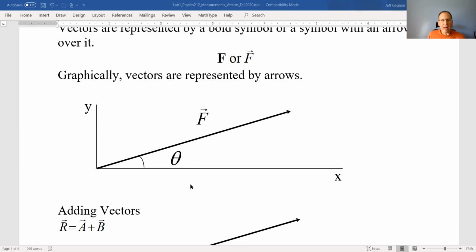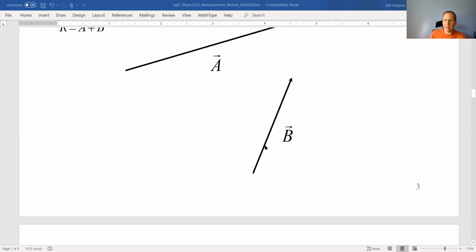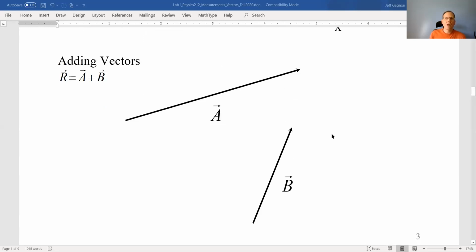Okay, what if we want to add two vectors together graphically? That's what we're going to really focus on in this particular lab, adding vectors graphically. So in this example, I have vector A. It has a magnitude, whatever that length is, and it has a direction, whatever that orientation is, right? If you drew a coordinate system here, you could measure the angle, and that would give you the direction. And then B has a length, and it has a direction, defined by the arrow. And again, you could measure the angle if you wanted to.